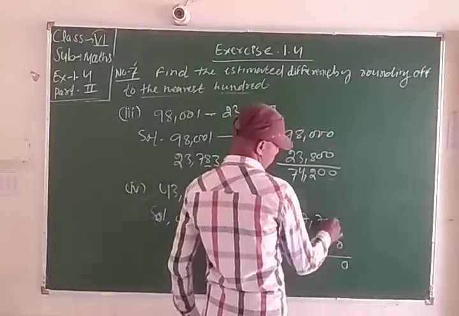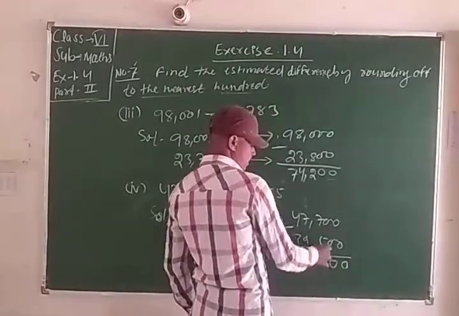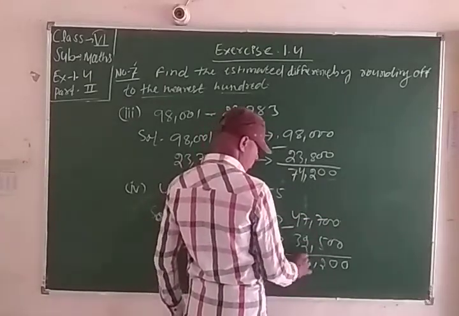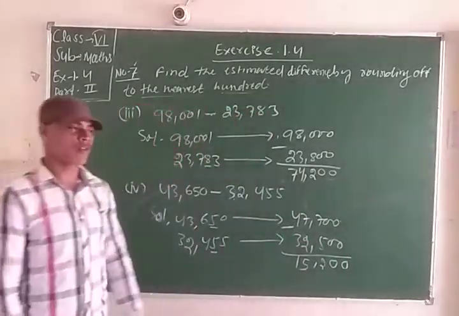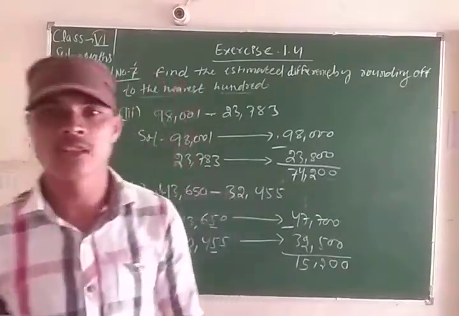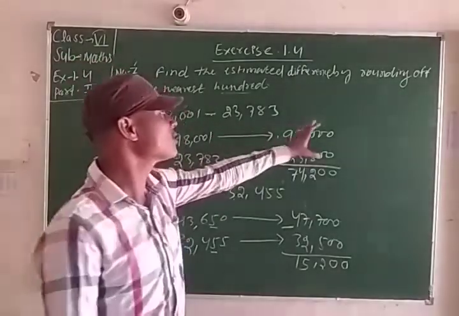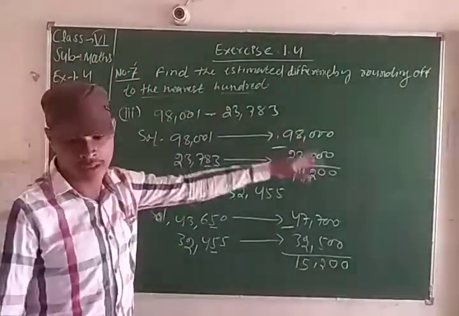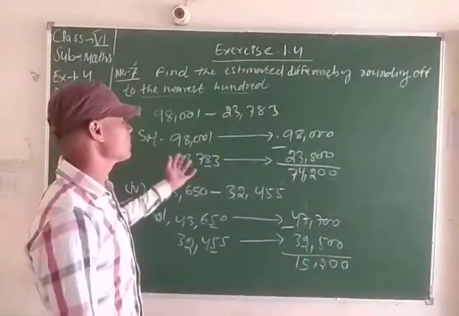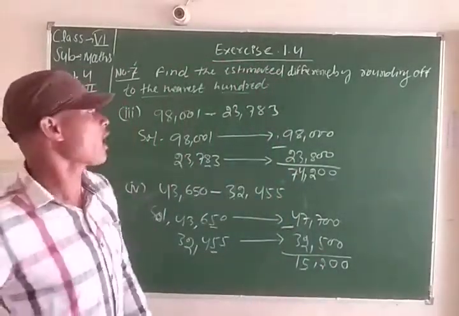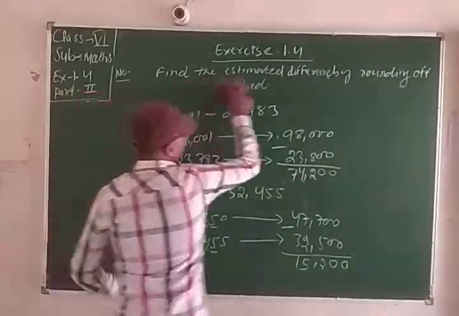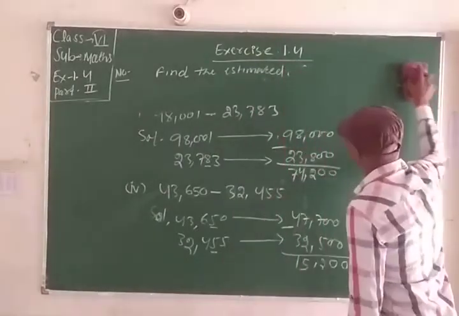Now the difference: 0 minus 0, 0 minus 0, 7 minus 5 equals 2. Now 7 minus 2 equals 5, 4 minus 3 equals 1. The rounded difference is 15,200. So we learned to find the difference by rounding up to the nearest 100. Now you will learn to find the product by estimated product or rounded product. How can you see the question? We will do number 8 now. Find the estimated product.